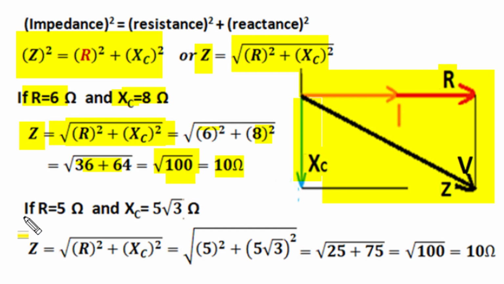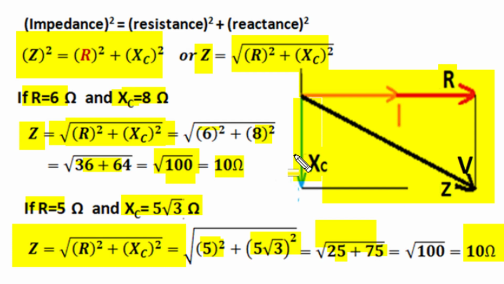Similarly, in another case, if R is 5 ohm and X is 5 root 3 ohm, it's a combination of 1 root 3. Then as per Pythagoras calculation, Z impedance is square root of R square, resistance square, and capacitive reactance square summation. And resistance is 5 and X is 5 root 3. R square becomes 25 and X square becomes 75. Summation again becomes 100. Square root will fetch 10 ohm. And it's a 1, root 3, 2 combination with multiplier 5.